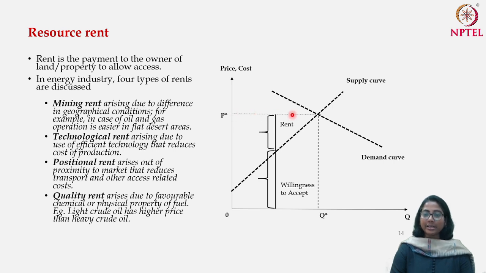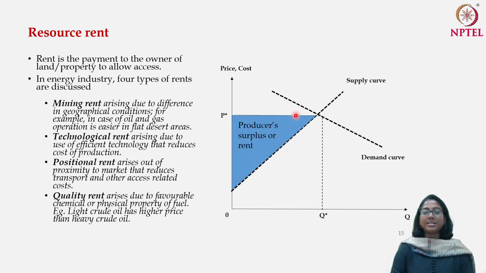If I integrate this whole part of rent, this rectangular area, this is called producer's surplus. So this is producer surplus. Why? Because if the producer is supplying at Q star, this blue triangular area is the amount that the producer is getting over and above the cost that the producer is incurring. So this is the concept of producer surplus. The more the producer surplus, the more will be the benefit accruing to the producer.